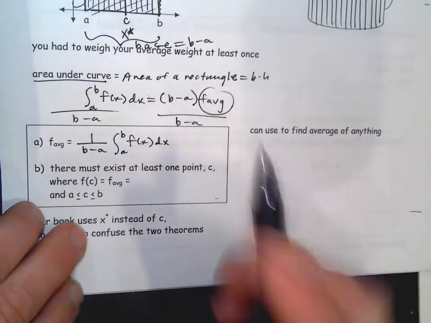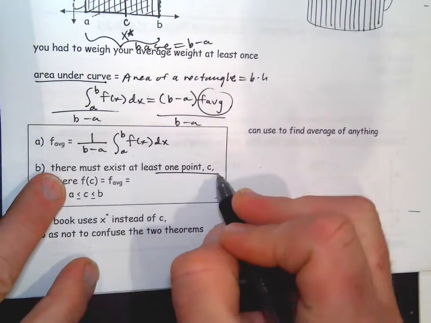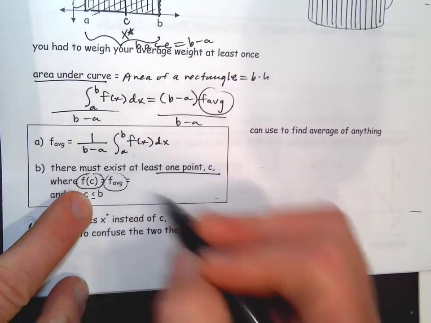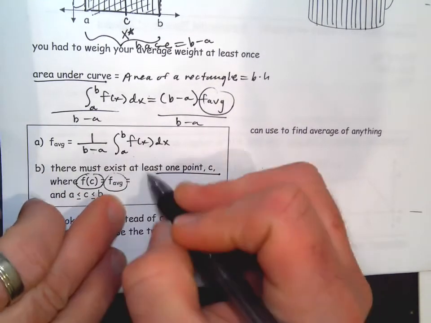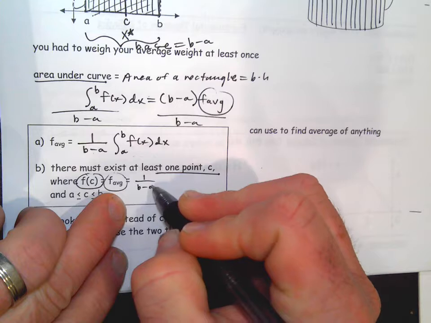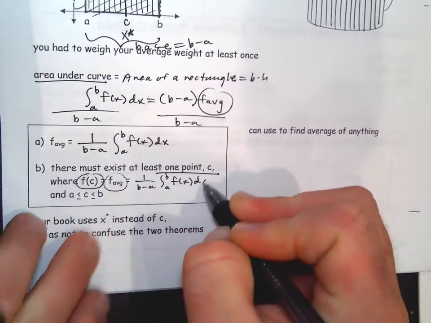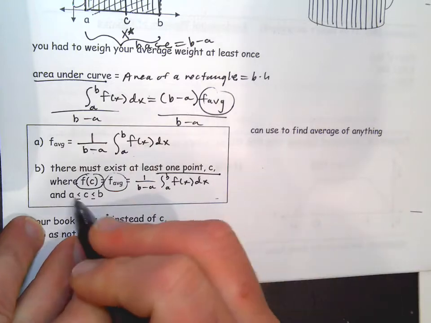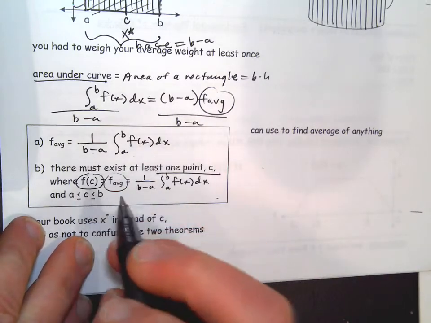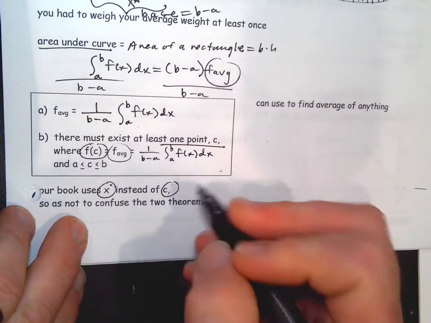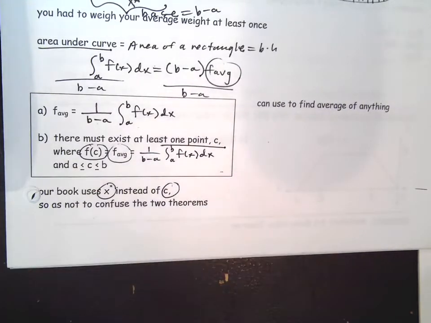The other part says there must exist at least one point C where the actual value equals the average value that we get from this formula. And so you're often going to be asked to find that. Okay, there might be more than one. These ones can actually be on the endpoints because it's not a derivative issue. Now, our book uses X star instead of C, just so you understand what they mean.